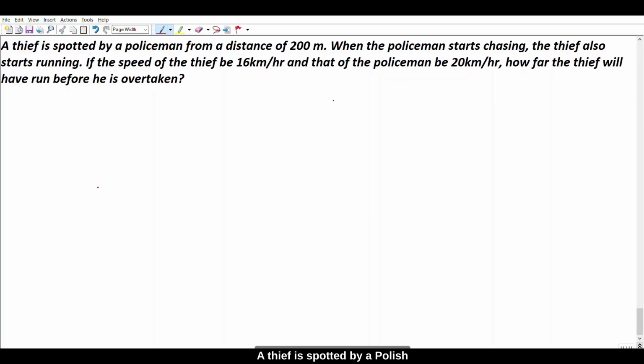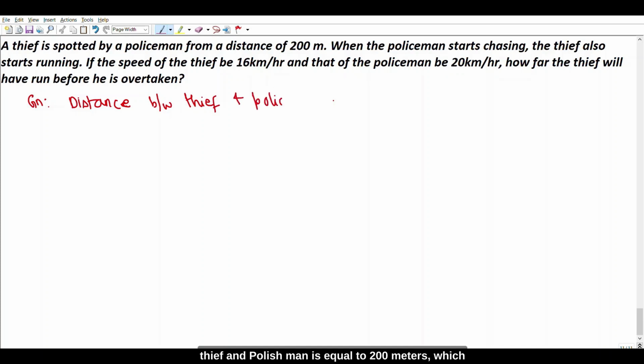A thief is spotted by a policeman from a distance of 200 meters. When the policeman starts chasing, the thief also starts running. If the speed of the thief be 16 km per hour and that of the policeman be 20 km per hour, how far the thief would have run before he is overtaken? So from the question, it is clear that distance between thief and policeman is equal to 200 meter, which is considered as delta D.